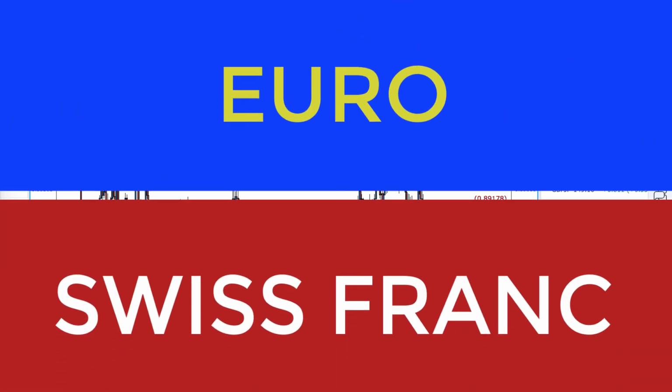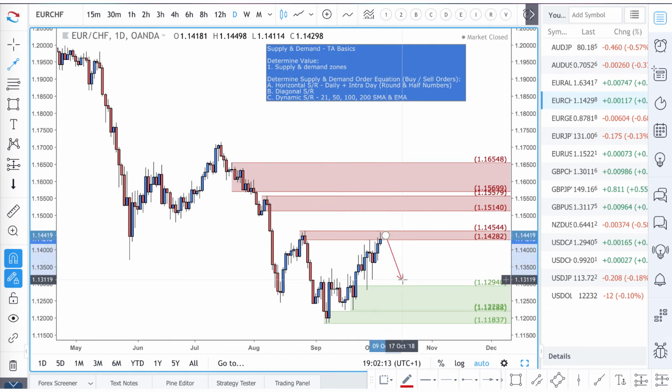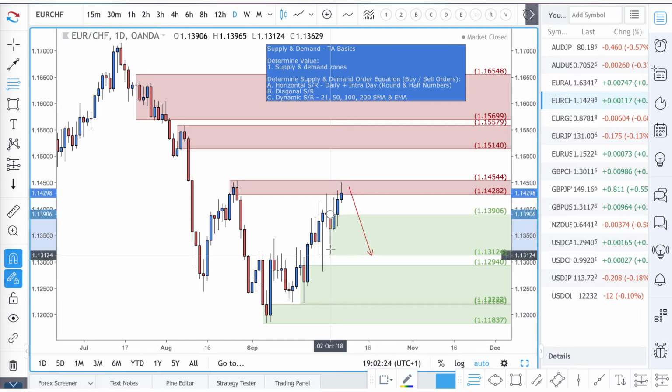Moving on to the Euro Swiss. With the Euro Swiss, we've come up into this supply zone here. Now we could see a bit of a sell-off if the Swiss franc starts getting stronger or the euro starts getting weaker. From a demand perspective, we do have a demand zone here, but I would say it's not a great demand zone. It's a demand zone, but we've barely just made higher highs here. It's quite close, but a demand zone nevertheless, right?